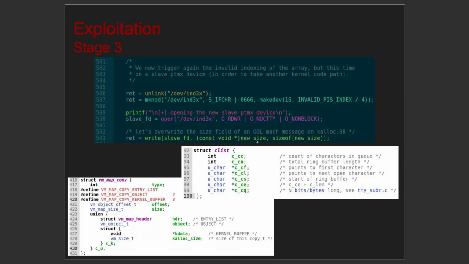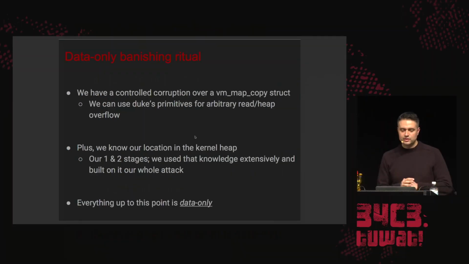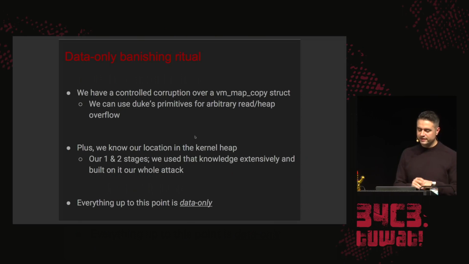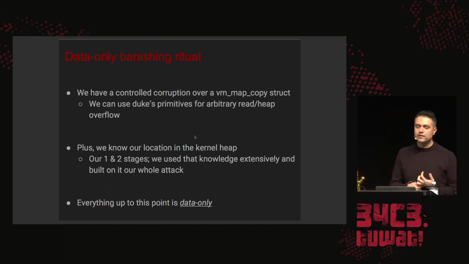And what do I want to write? I want to write a new size for the calloc size field of the neighboring VMAP copy struct, so I can use the Dowd and Mark technique. So putting everything together, at that point I have a controlled corruption of a VMAP copy struct, and I can use the primitives to get an arbitrary leak. So I can leak, for example, the KASLR slide, and I can do a heap overflow. Again, these are how you can use the primitives that Mark and Dowd gave us.